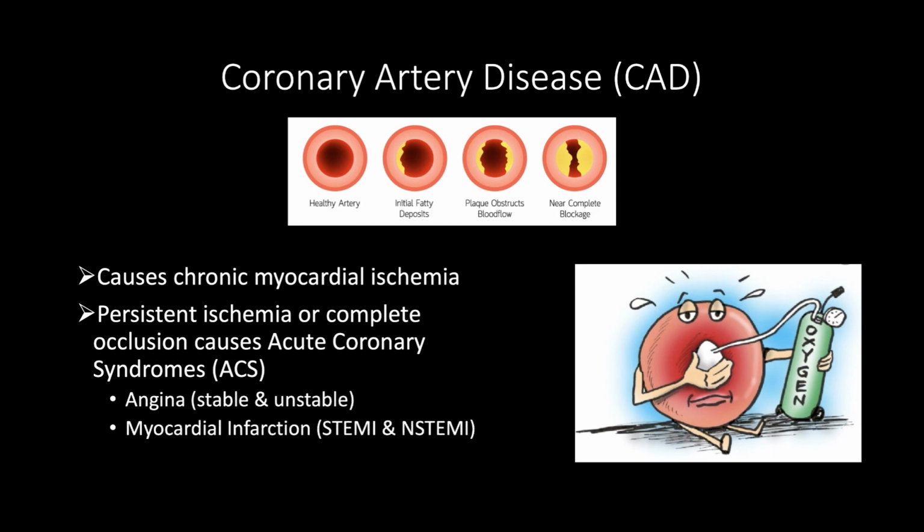If this goes on long enough, where we have persistent ischemia, or we end up with complete occlusion, which causes acute coronary syndromes, we end up having either a diagnosis of stable angina, unstable angina. We have different types of myocardial infarctions. We have STEMIs, that's a ST elevation MI, or we have an NSTEMI, which is a non-ST elevation MI. So we're going to talk about these syndromes in a little bit more detail.